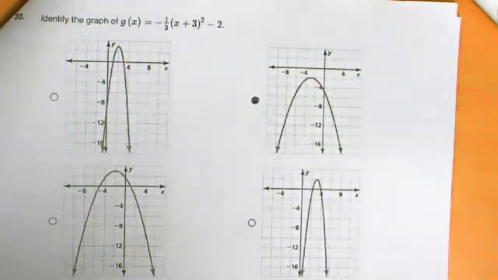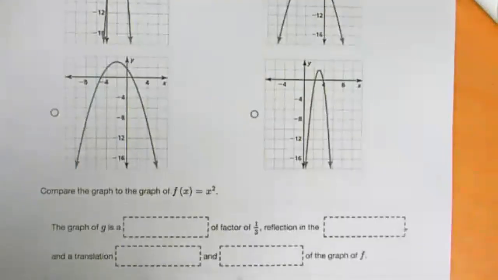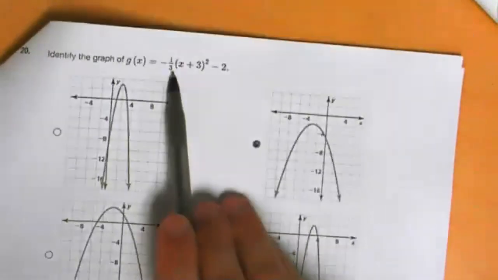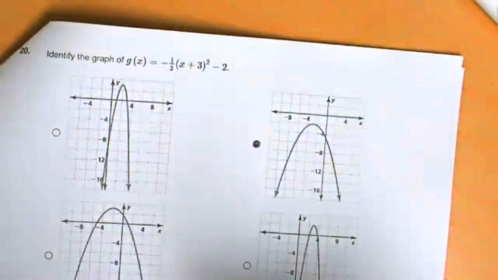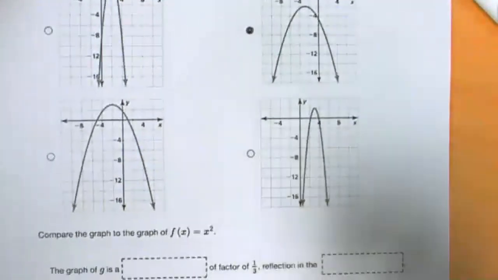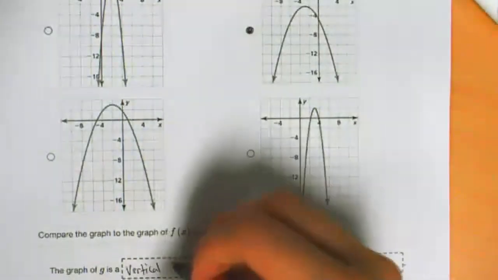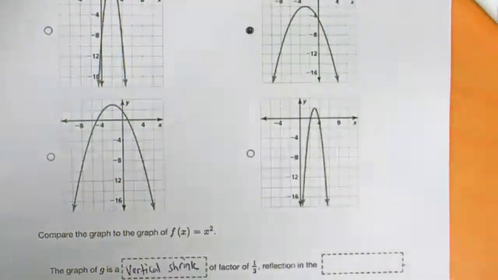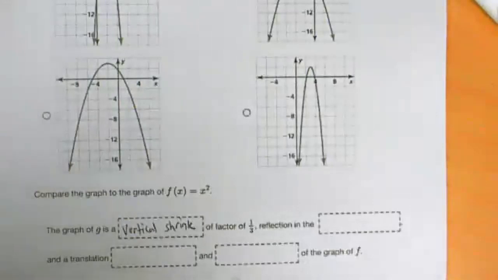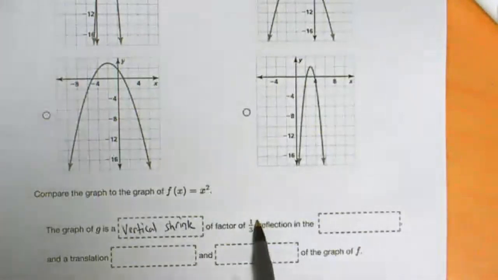All right, now we need to fill out some information for our graph. The first one of which is the graph is a blank of a factor of 1/3. And since it's the factor of 1/3, that's referring to this 1/3 right here. And that means we're talking about whether or not it is a stretch or shrink. Now, if it's a fraction, we're going to have a vertical shrink, assuming the fraction is less than 1. Typically, if we have a factor that is going to stretch it, we're usually just doing a whole number rather than a fraction. But if it's a fraction, we're going to have a vertical shrink, as long as that fraction is smaller than 1, meaning the denominator is bigger than the numerator, or the bottom is bigger than the top.